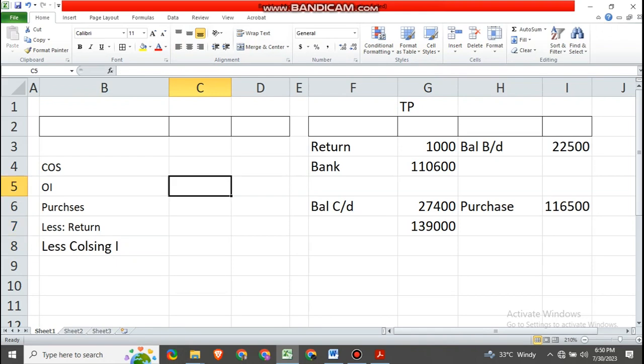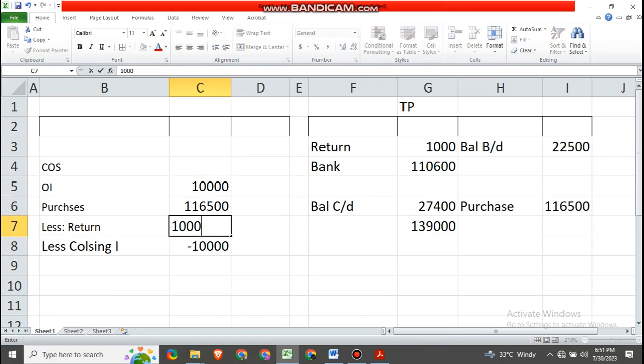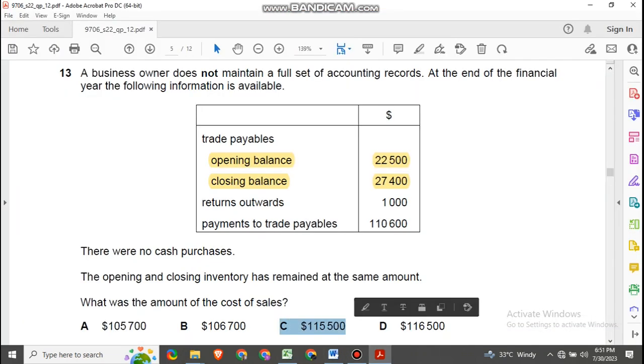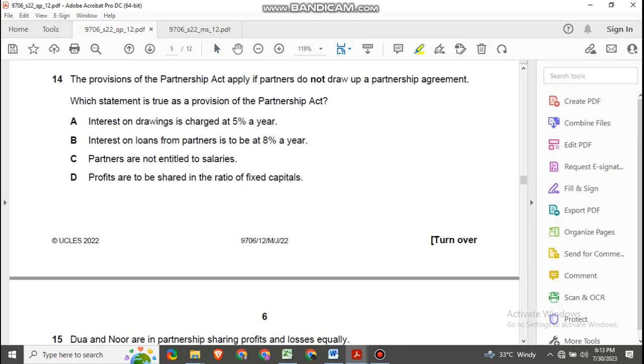Okay, so the opening inventory and the closing inventory remain the same. Assume that opening inventory is 10,000 and the closing inventory is also 10,000. The purchase we just calculated to 116,500, and there's a return of 1,000. So 1,000 was returned. So the cost of sales is the auto sum of this, which is 115,500. So your correct answer is 115,500, which is C.